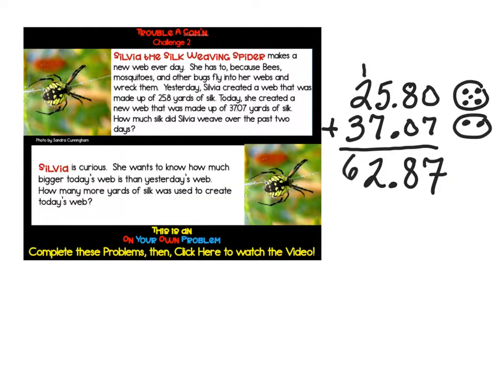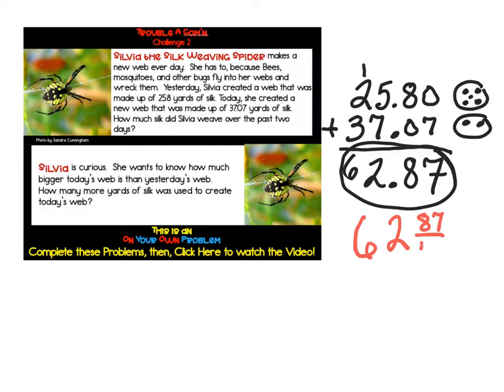You've got 62.87 yards of silk, because remember, we're talking about how much silk Silvia weaved over the past 2 days. And she had 25.8 yards one day and 37.07 yards the second day. So we've got a total of 62.87.